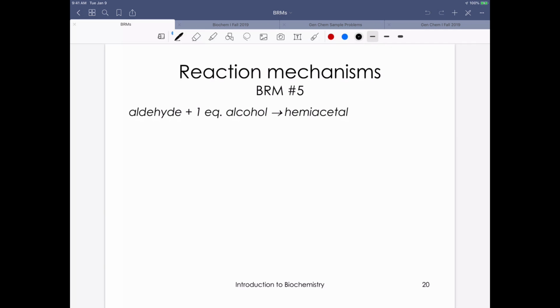I'm going to go through this mechanism first, and then we'll have a little bit of a discussion about it. So this mechanism has us take an aldehyde and react with one equivalent of alcohol.